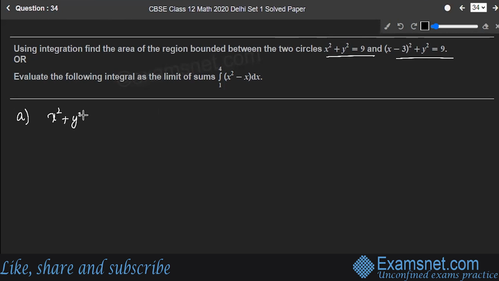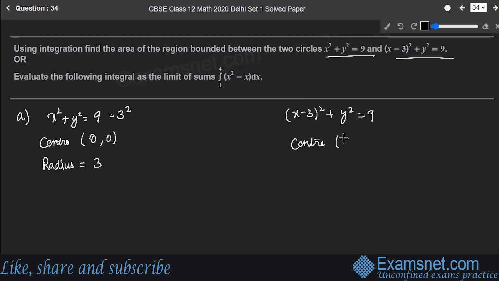The two curves are x square plus y square is equal to 9. Here the center is (minus g, minus f). g was half the coefficient of x. The x term is missing. So the center in this case is the origin, that is 0, comma 0. Okay. And about the radius, this can be written as 3 square. So the radius is equal to 3. The second one, (x minus 3) square plus y square is equal to 9. So here the center will be given by 3, comma 0. And the radius, of course, is the same. It is equal to 3 units.